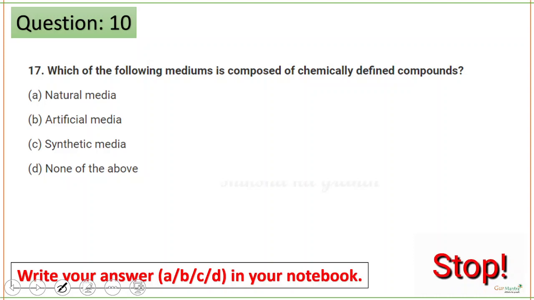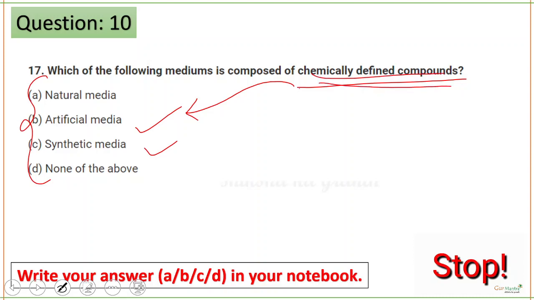Okay, so your 10th question is, which of the following mediums is composed of chemically defined compounds? When you read the options, you may be confused between option B and C, either artificial medium or synthetic medium. So you'll have to use your brain and common sense. Chemically defined medium, yes, it is a part of artificial medium. But in the question they are asking which of the following mediums is composed of chemically defined compounds.